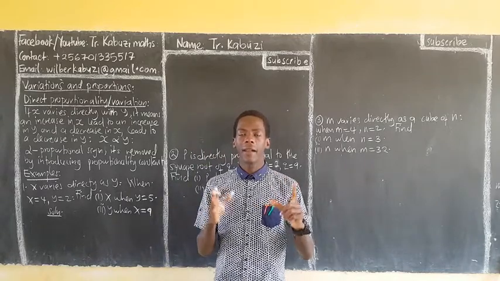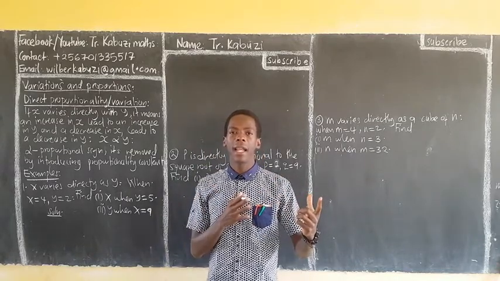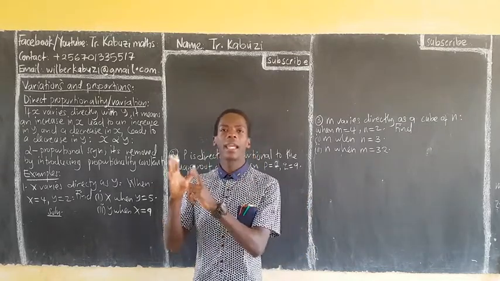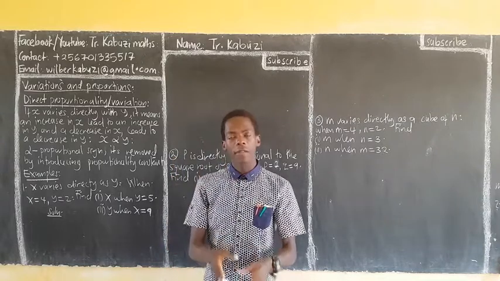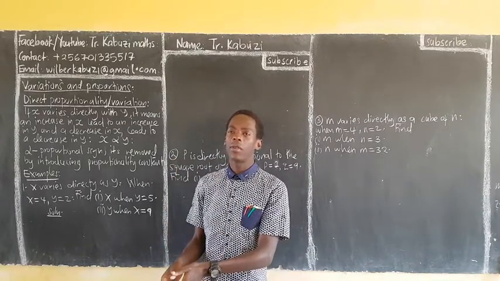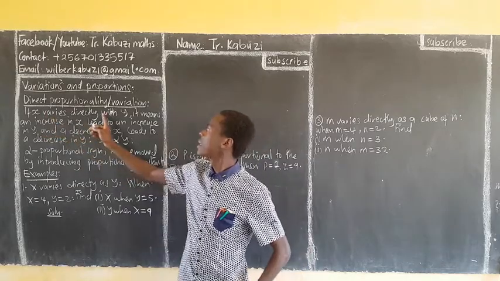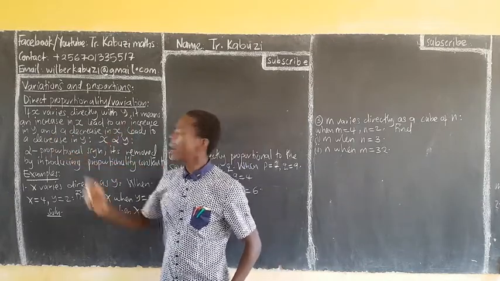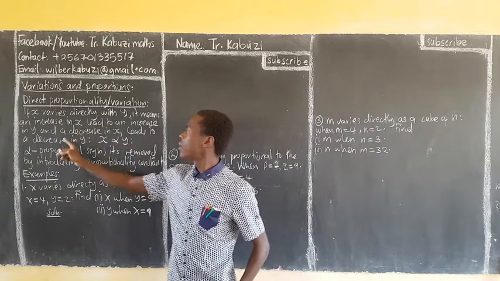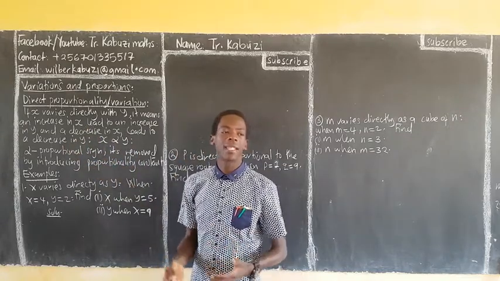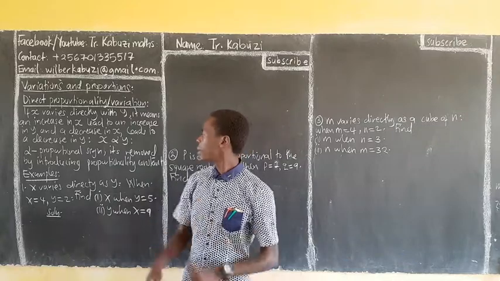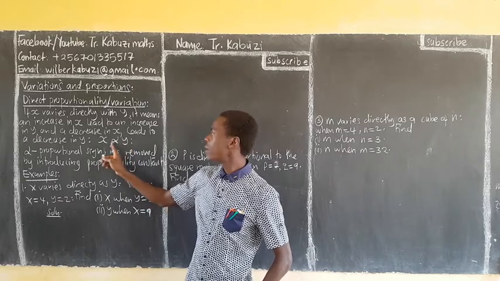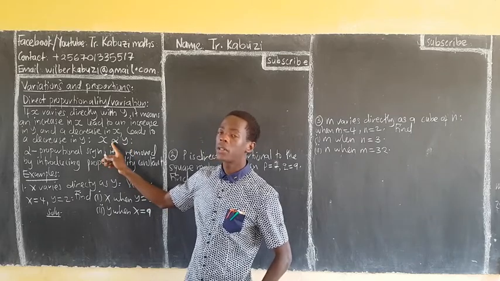Now, here direct variation means if you have x varying directly as y, an increase in x leads to a direct increase in y, or a decrease. If you decrease x, then y is also going to decrease. So if x varies directly with y, an increase in x leads to an increase in y, and a decrease in x leads to a decrease in y. As simple as that. What affects the other directly affects this one. So this means that x is directly proportional to y. This is what we call the proportionality sign.